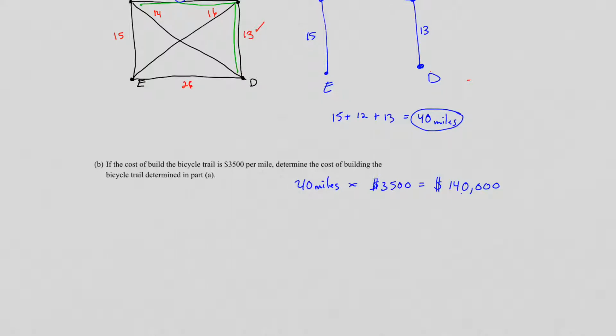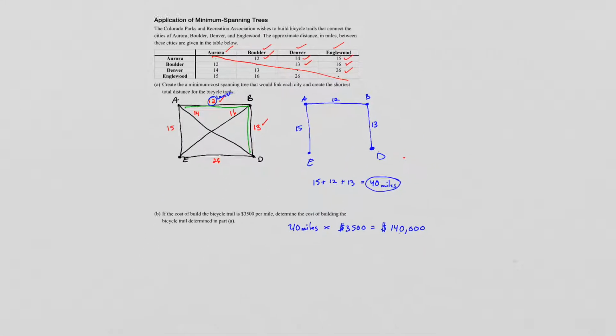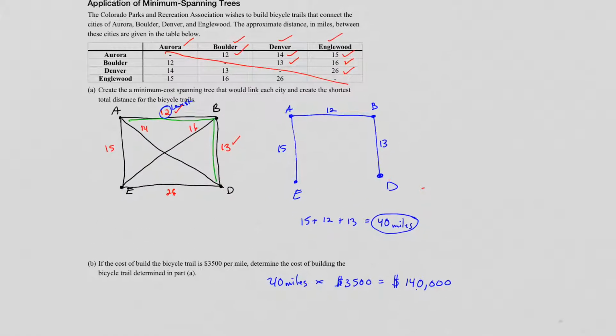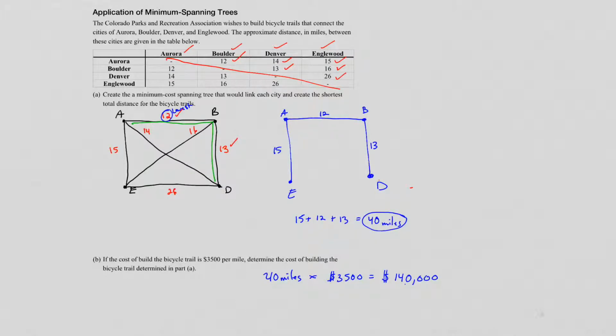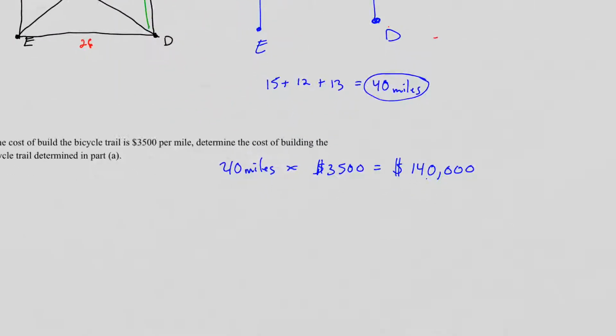Okay, so this is using the concept of trees, particularly spanning trees, to create the minimum cost out of all of our options. We want to use the smallest numbers to connect all four vertices, and in this case it was 12, 13, and 15. Okay, and that created 40 miles of bicycle trail. 40 times 3,500, it's 140,000.